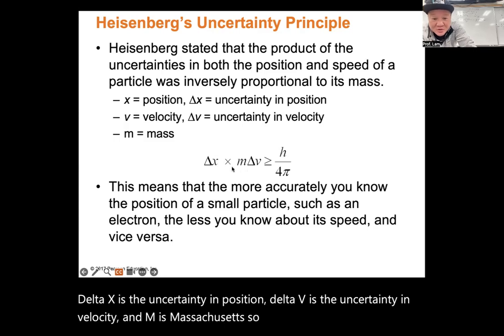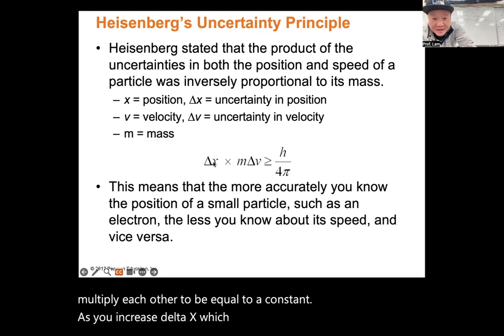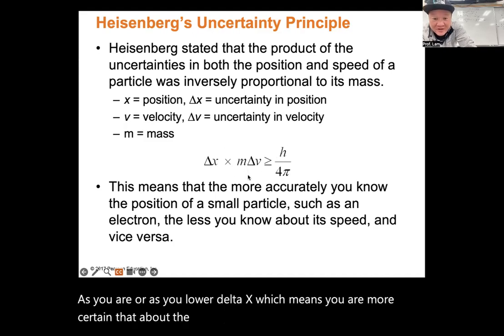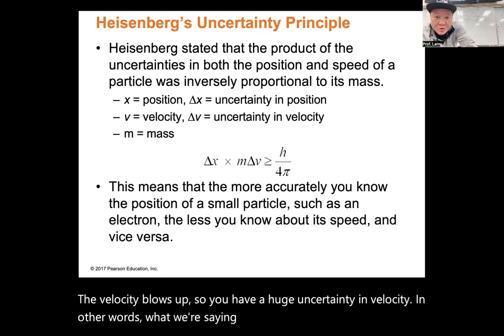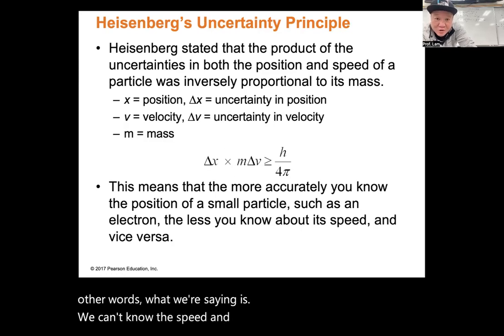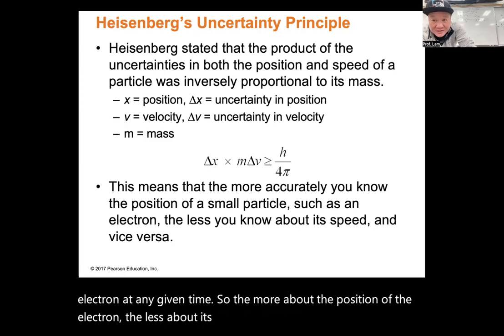So since you have two things multiplied by each other to be equal to a constant, as you lower delta x, which means you are more certain about the position, the velocity uncertainty blows up. So you have a huge uncertainty in velocity. In other words, what we're saying is, we can't know the speed and the direction and the location of the electron at any given time. So the more you know about the position of the electron, the less you know about its speed, and vice versa.